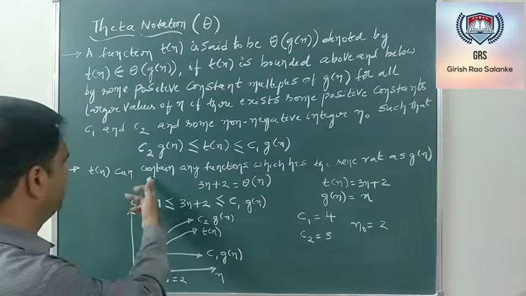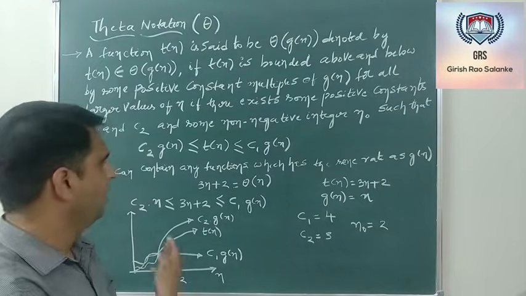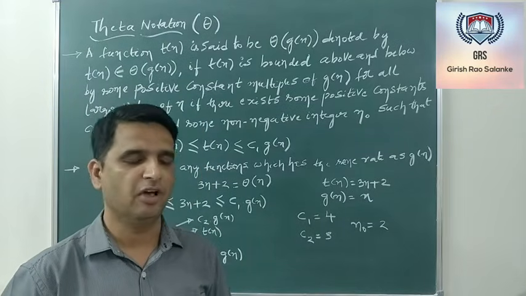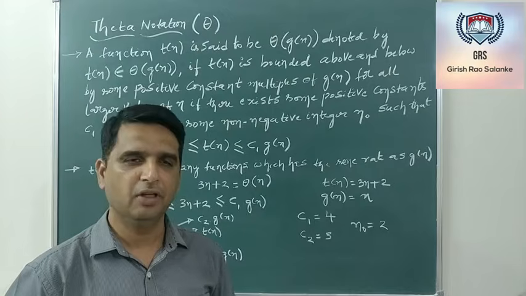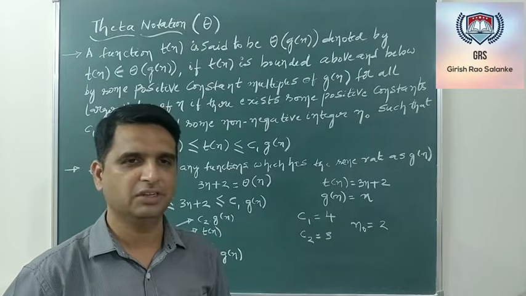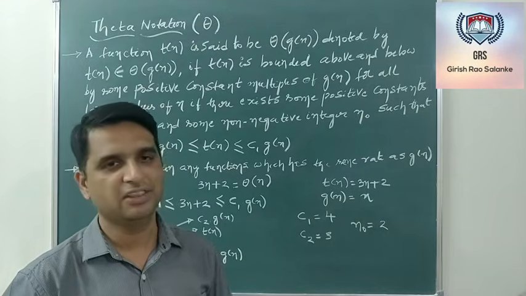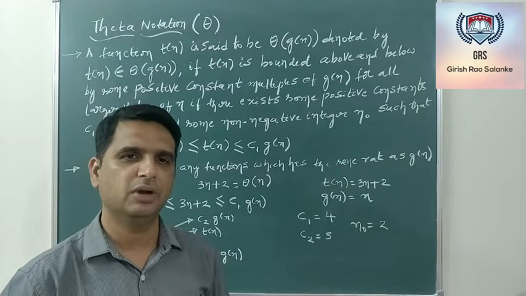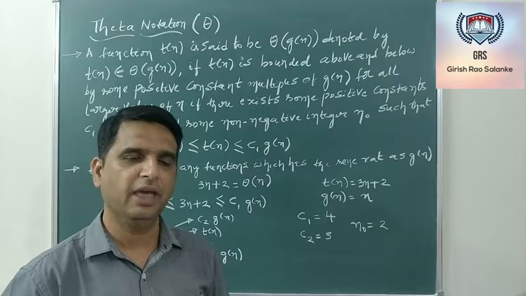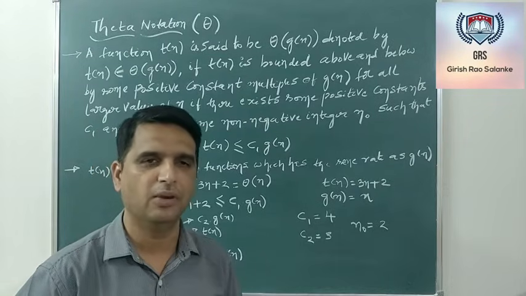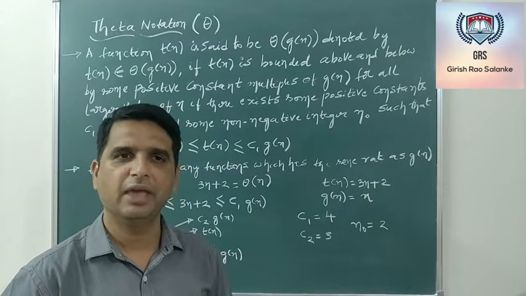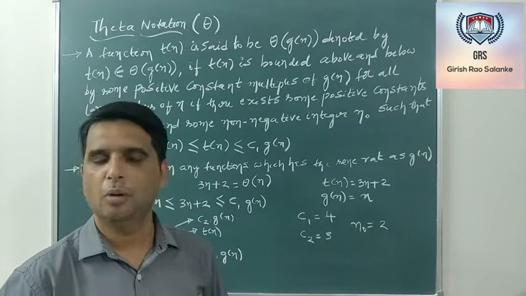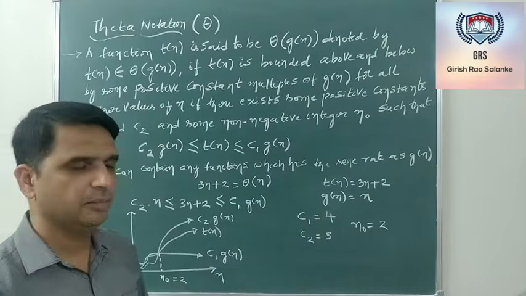I have mentioned here that T of n can contain all the functions which have the same rate as that of g of n. Note that in case of big O notation, T of n should contain all functions which have a lesser or the same rate as compared to g of n. In case of omega notation, T of n should contain all functions which have a higher or the same rate as compared to g of n. Hope this is clear. This is about the asymptotic notation.